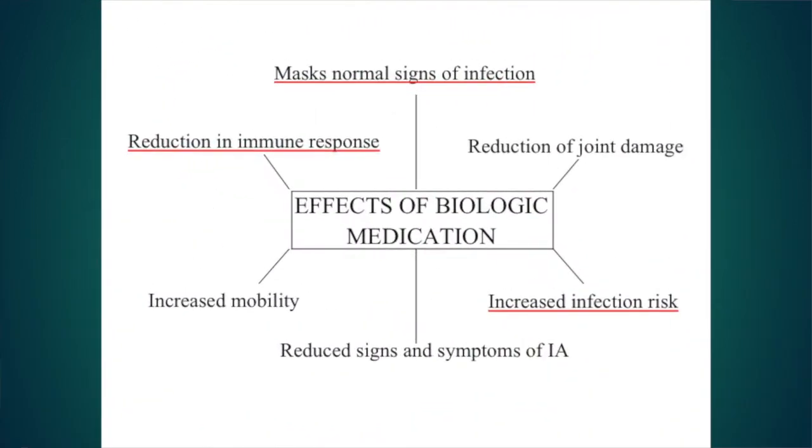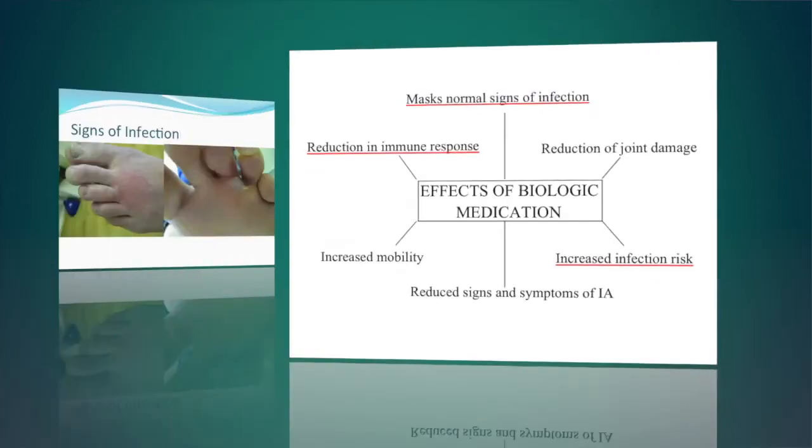So this slide just highlights these factors really. The medication, as I said, can reduce the signs and symptoms of an inflammatory arthritis by reducing joint damage and helping to increase mobility. But a reduction in the immune response and masking of the normal signs of infection can increase the risk of infection.